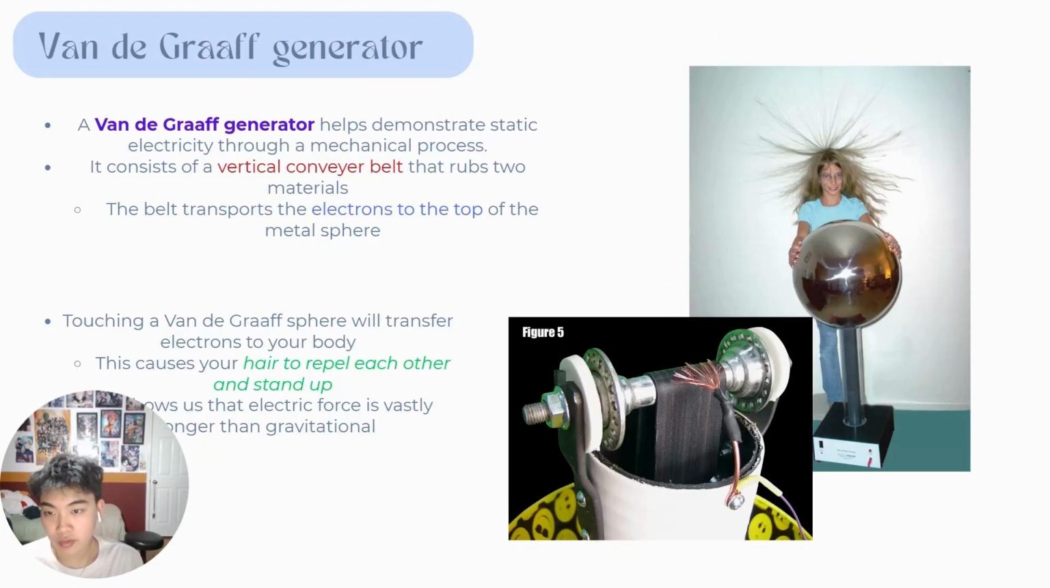A Van de Graaff generator helps demonstrate static electricity through a mechanical process. It consists of a vertical conveyor belt that rubs two materials. The belt then transports the electrons to the top of the metal sphere. When we touch a Van de Graaff sphere, the electrons will transfer to your body. This will cause your hair to repel each other and stand up, as seen right here. This shows us that electric force is vastly stronger than gravitation.